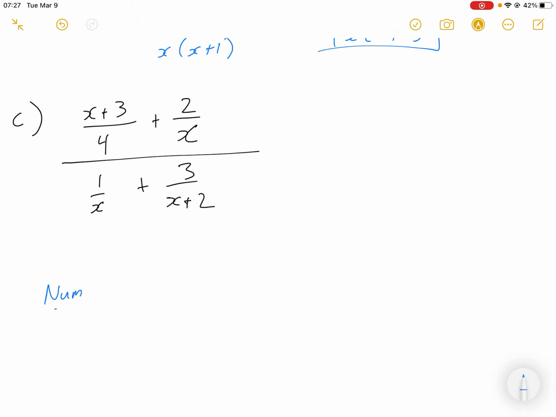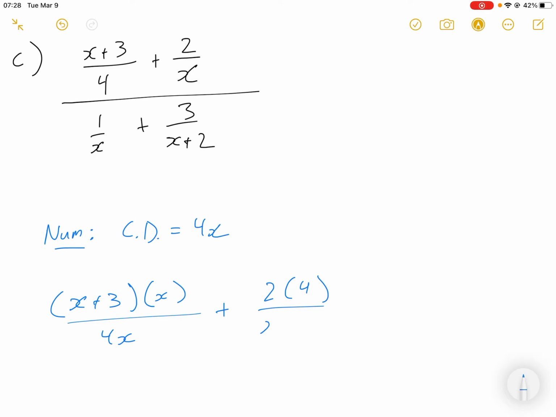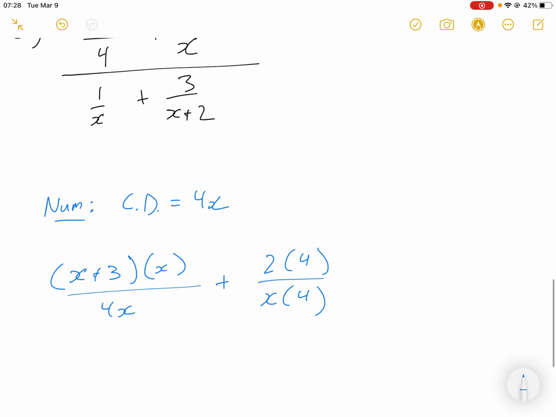So for the numerator, the common denominator equals 4x. So let's go ahead and do that. X plus 3, I need to multiply that by x over 4x, plus 2 also has to be multiplied by 4. And so I end up with, distributing, x squared plus 3x. 2 times 4 is 8. And then in the denominator I get 4x. X squared plus 3x plus 8 cannot be factored, so I know that there's going to be no cancellations occurring.